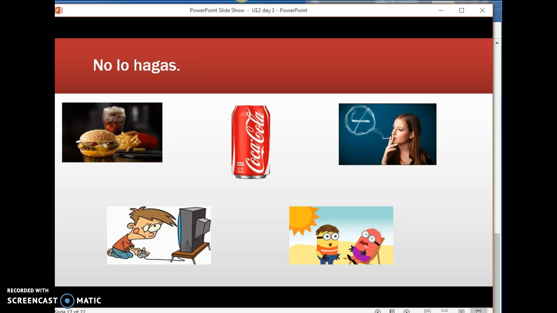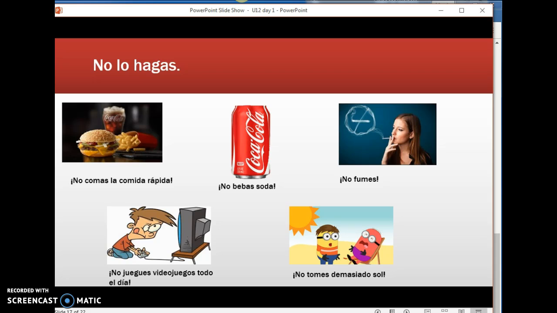Okay, so here we go. Comer is an ER verb. No comas la comida. So it gets an AS ending. Opposites, remember? Opposites. No bebas soda. Fumar is an AR verb. No fumes, so it gets an ES. No fumes. No juegues videojuegos todo el día. Y no tomes demasiado sol. Don't take in too much sun. Okay?